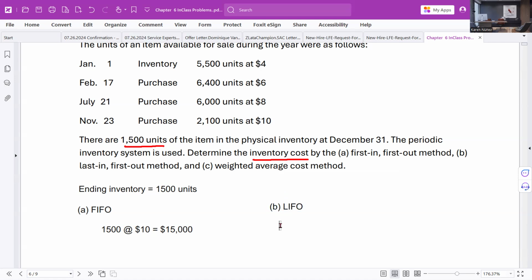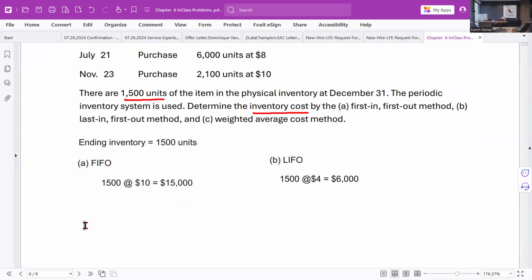So LIFO assumes that the last ones in are the first ones out to cost of goods sold. So now again, we've got 1,500 units. And again, LIFO says that the last ones in are the first ones out to cost of goods sold. So the first ones are going to be in the ending inventory. The first ones, 1,500 at $4, is $6,000. That's the ending inventory under LIFO.